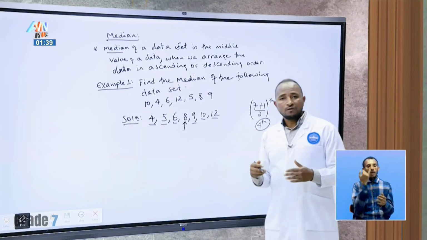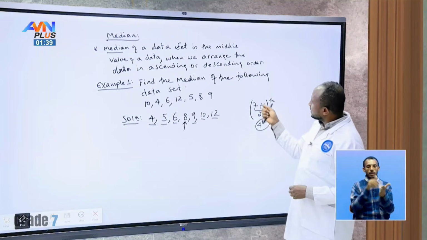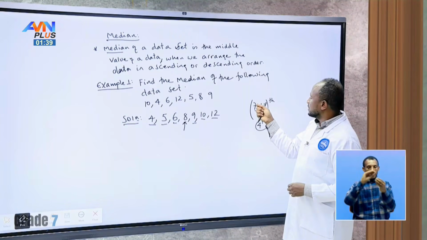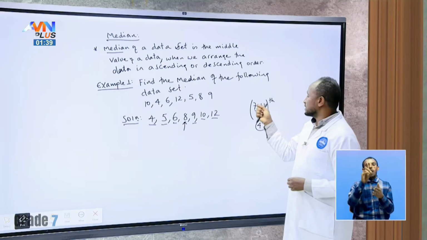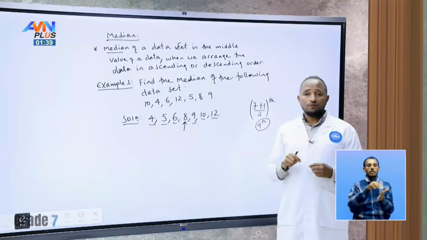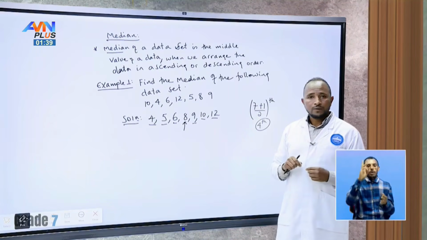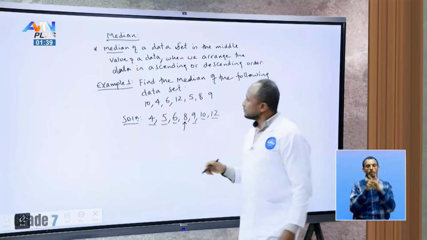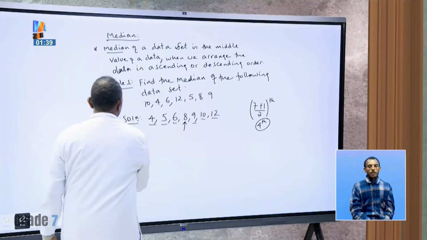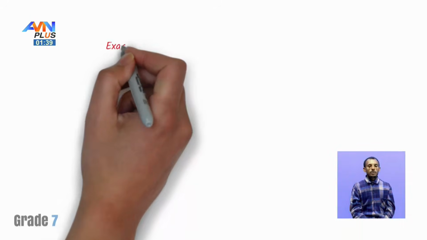The fourth data will be the median. If we have an odd number of data, to find the median you add 1 to the number of data and divide by 2. That gives or indicates the median of the given data set. Now I'll give you another question for you. Example 2.